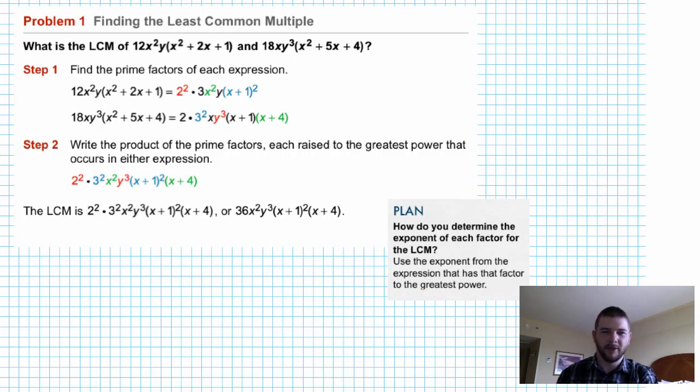We have a 3 and a 3 squared, so the higher power of 3, 3 squared, will be in our least common multiple. The same continues through the variables and also through the binomials. Note the x plus 1 squared in the first expression and only an x plus 1 in the second expression, and the x plus 4. After this, it's simply a matter of multiplying and simplifying to find that the least common multiple is 36x squared y cubed times x plus 1 squared times x plus 4.